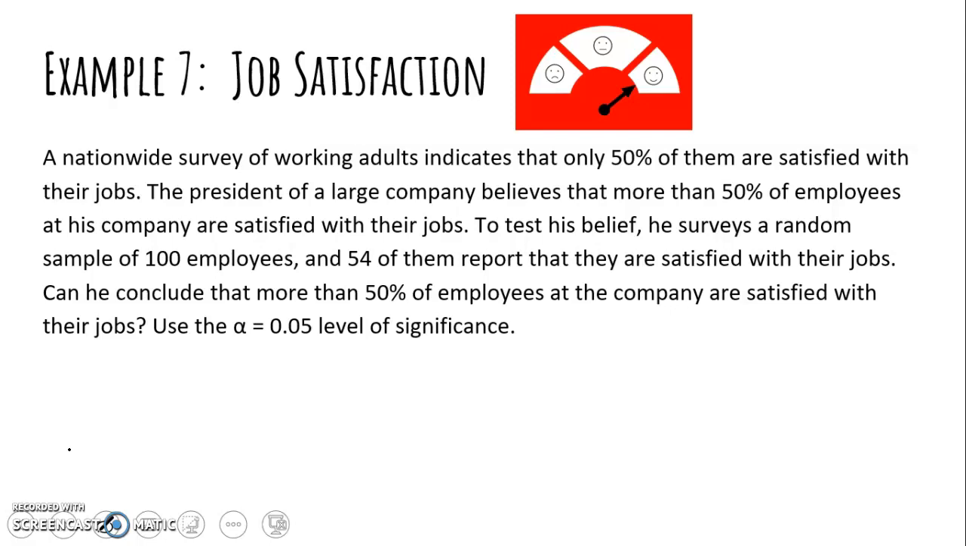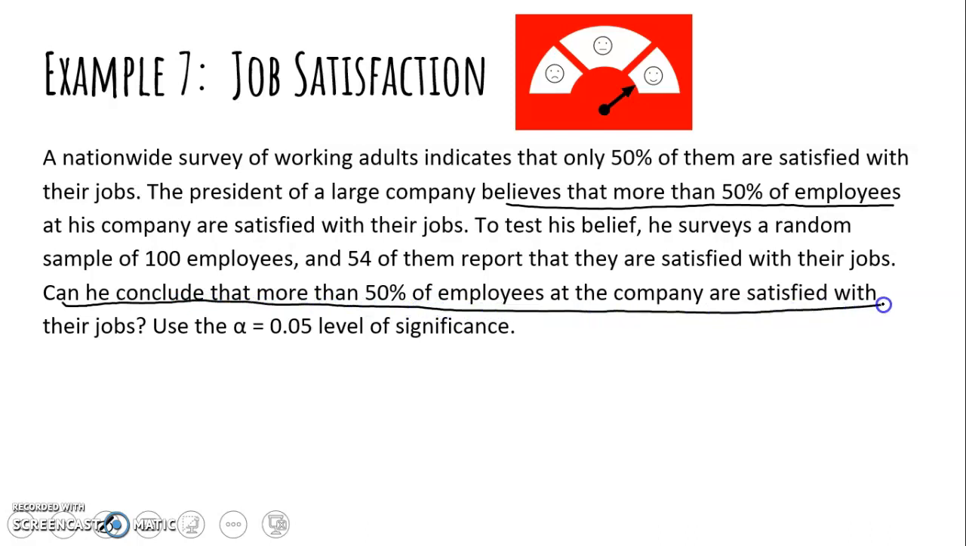So let's locate the claim that we are trying to test here. It shows his belief. He believes that more than 50% of employees at his company are satisfied with their jobs. But then down here it asks, can he conclude that more than 50% of employees at the company are satisfied with their jobs? So they kind of repeat that for us. So that's definitely the claim. Now notice you don't see the word mean in here, and also you see percentages. What are percentages? They're a type of proportion, just in a different format.